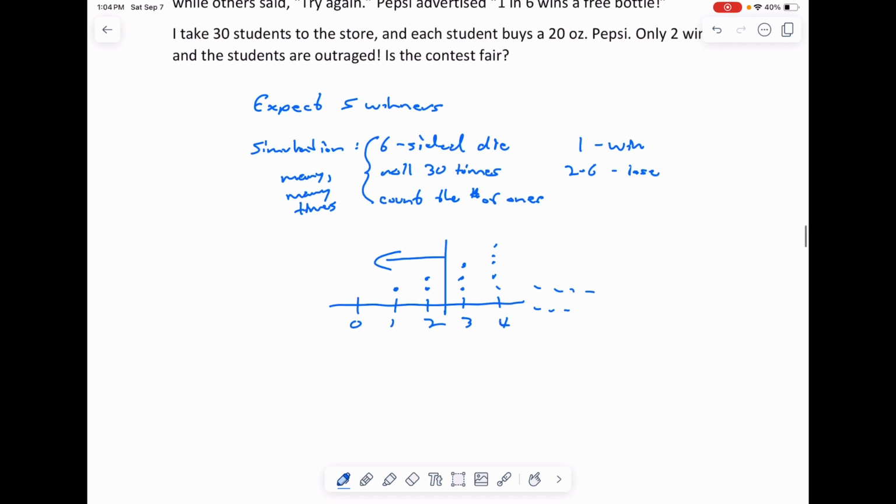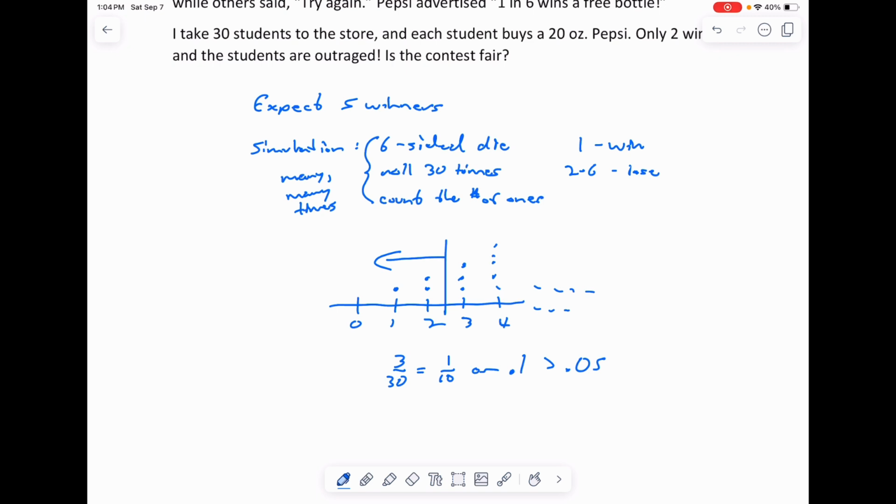Now, if I did this 30 times, let's say I did the simulation 30 times, that would be 3 out of 30, or 1 out of 10, or 0.1. Well, that's greater than 5%. So the conclusion I would come to is it's not rigged. They weren't lying. It's not unusual to get only 2 out of 30 wins when you've got a 1 in 6 probability of winning.